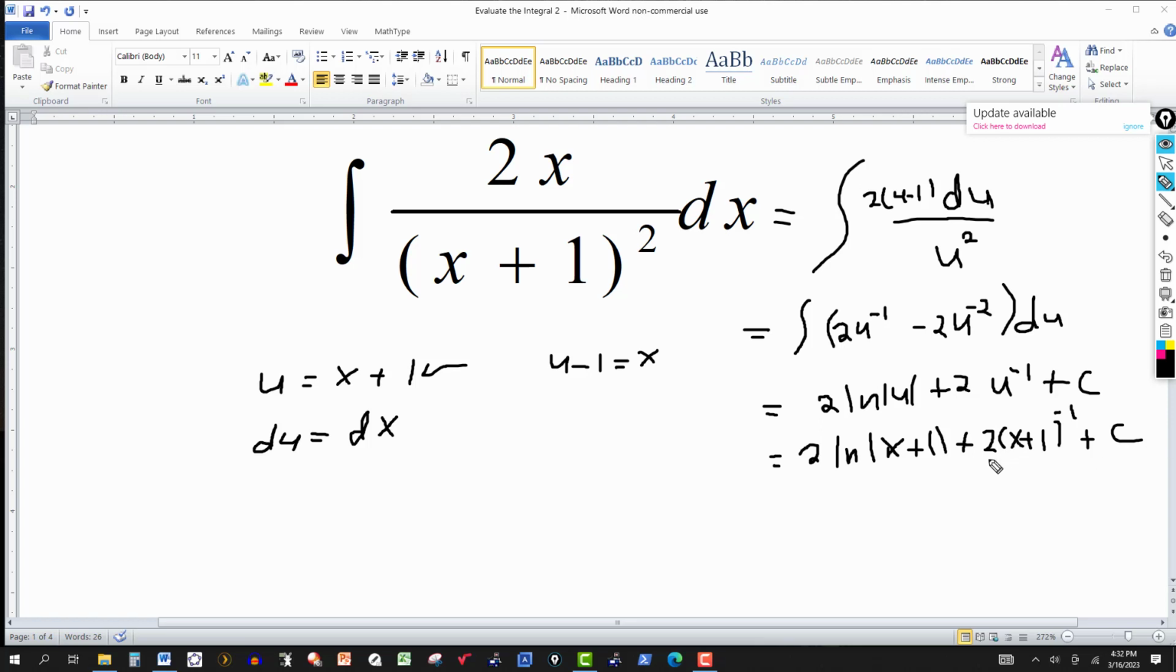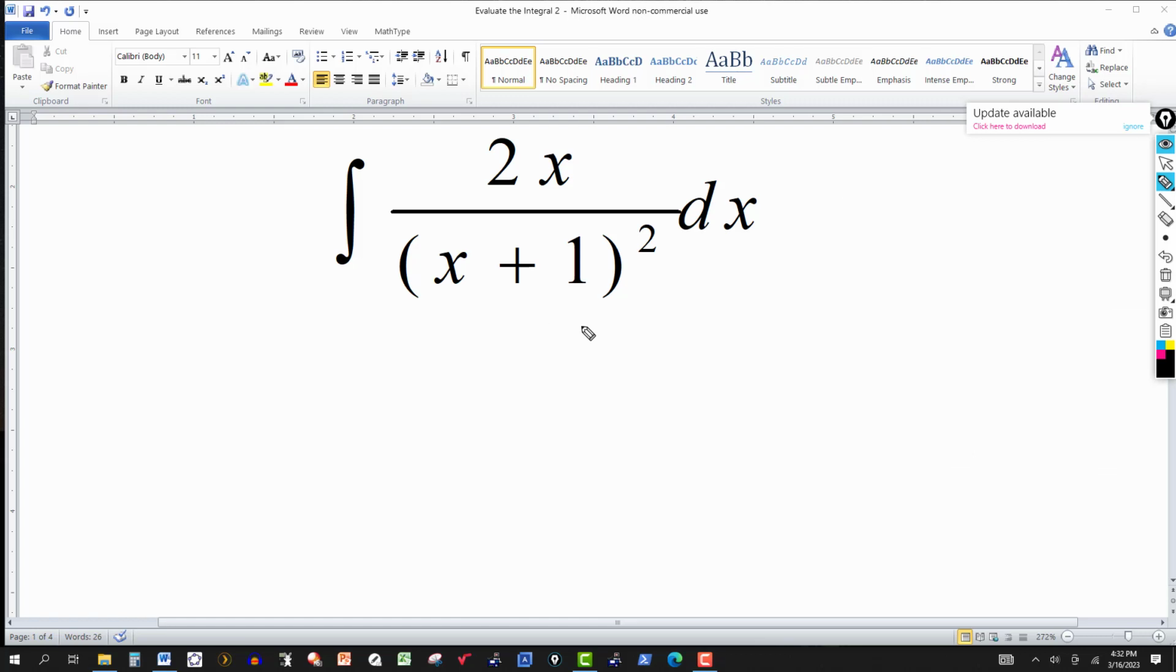So you can write this as 2 times (x plus 1) to the negative 1. You can write that as 2 over x plus 1 if you want, same thing. But that's your solution using the u-substitution. So that's the value of this integral here.